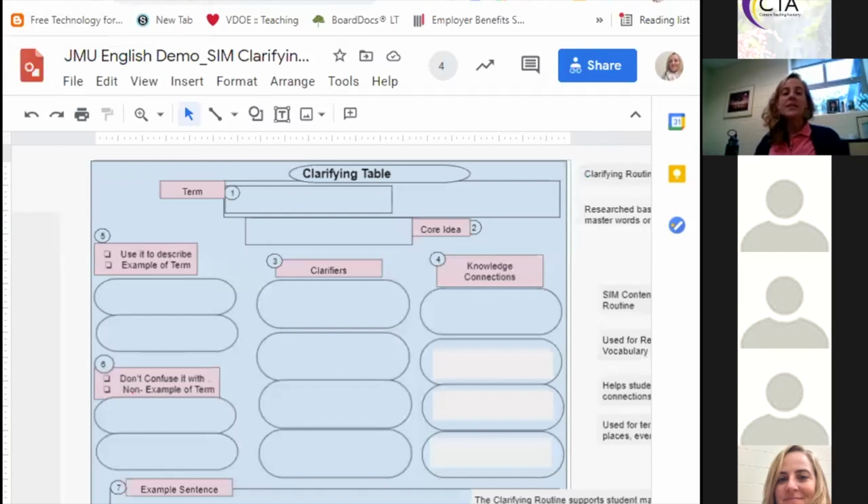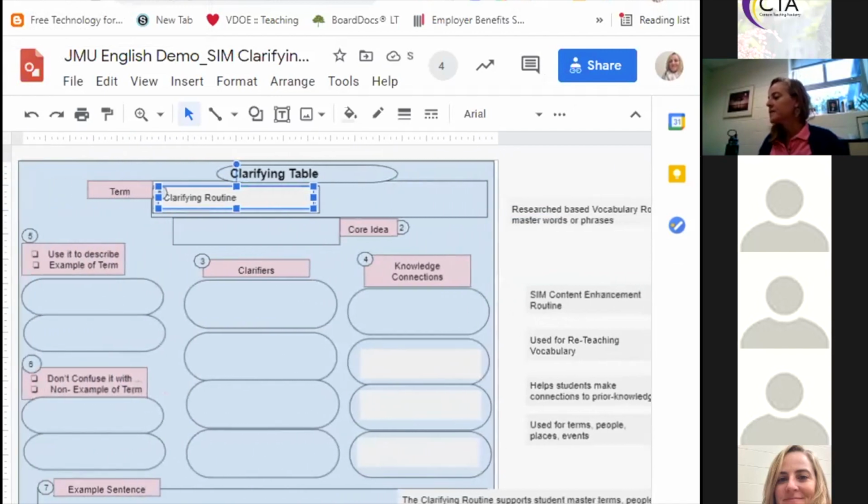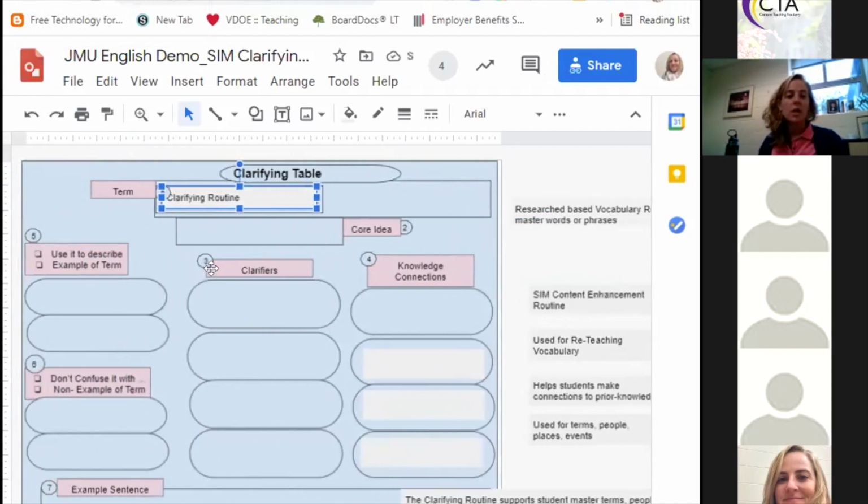All right, so today, class, we're going to go over the term that is the clarifying routine. So we're going to look at the parts and components of the clarifying routine. And so I would like you to type in with me. You're not doing this right now. I would like you to type in with me clarifying routine into the area that it says term.